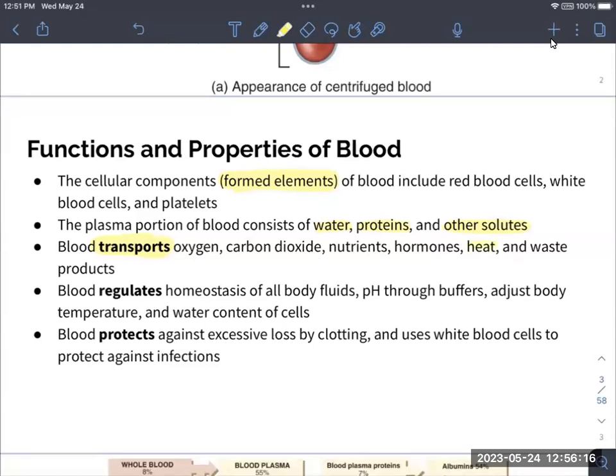Blood can also help heat parts of our body. And then we also have waste products. Waste products in our blood get transported to the kidneys where they will get filtered out. When we get to the urinary system, we'll go into detail about how that works.